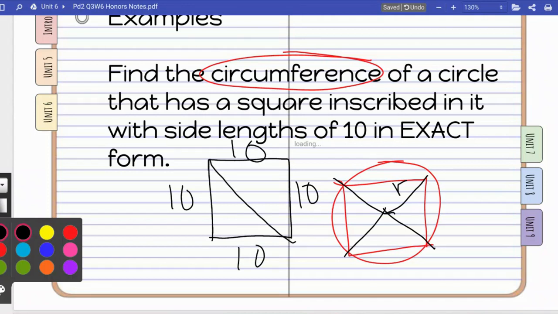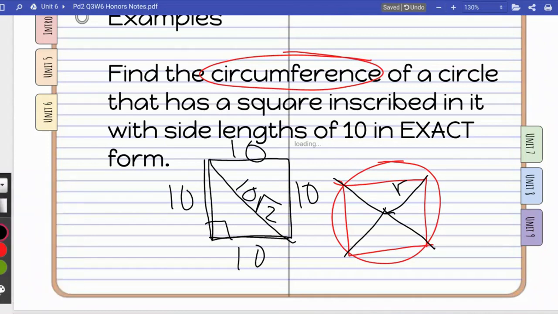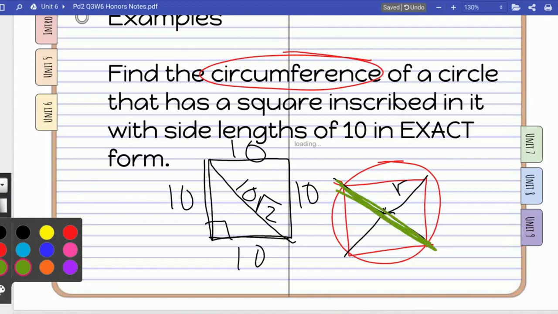We know this is a 45, 45, 90 triangle if I draw in the diagonal. So if those two sides are 10, then the length of the hypotenuse of that right triangle is going to be 10 square roots of 2. Well, that represents over here this, which is the diameter of the circle. So diameter is equal to 10 square roots of 2.